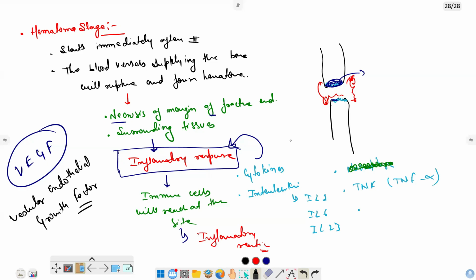And these will all trigger the inflammatory response. After that, the immune cells will reach the site, and the inflammatory reactions will start. Not only that, this will also stimulate the formation of VEGF, the vascular endothelial growth factor. That's the first stage, the stage of hematoma. Is it clear?